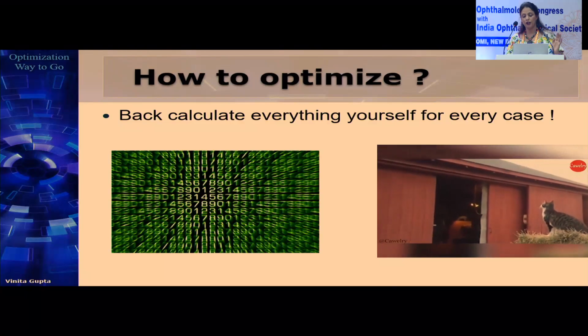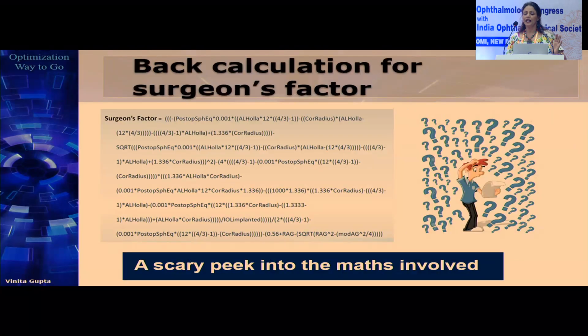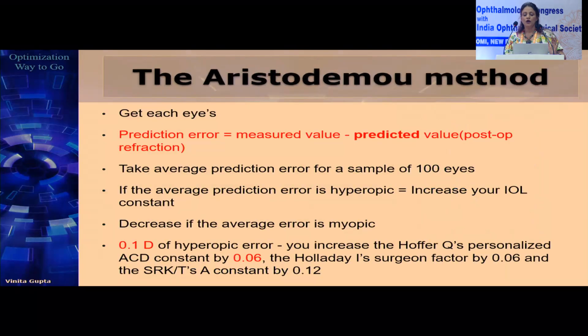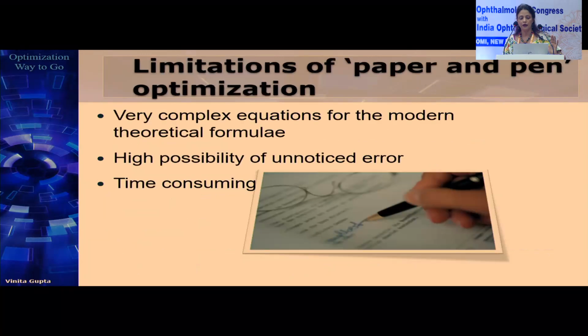So back calculate for every case, as I said. But if you start doing these back calculations for the surgeon factor or these A constants, very complex mathematics is involved. There is also another method described, the Aristotle method, where the prediction error is given as the measured value minus the predicted post-operative refractive error. For this, you need a sample of at least 100 eyes. All these require a lot of paper and pen optimization, which is time-consuming, and besides this, lots of human errors can arise.